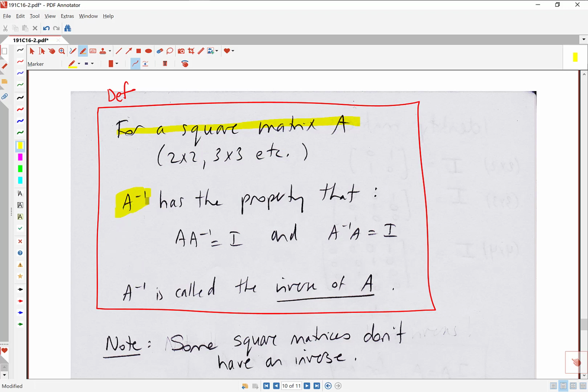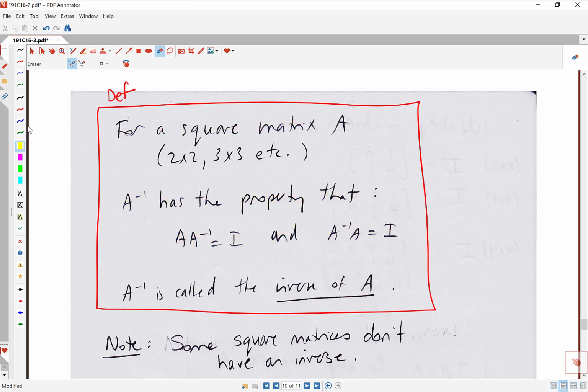A to the negative 1 has the property that when you take A and multiply it by A to the negative 1, you get the identity matrix. And this is actually true if you did the multiplication in the other order as well. So A to the negative 1 times A equals I. Now, the proper name for this matrix A to the negative 1 is the inverse of A, or we sometimes say A inverse. In order to talk about the inverse matrix, the matrix that you're starting with must be square. It doesn't make sense to talk about the inverse of a non-square matrix.